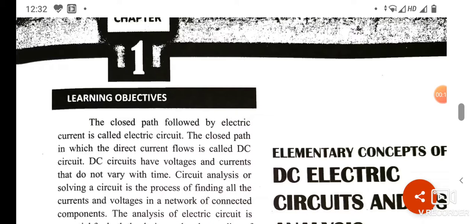So in Basics of Electrical and Electronics Engineering, the first chapter is Elementary Concepts of DC Electric Circuits and its Analysis. I am using a textbook called Basics of Electrical and Electronics Engineering by Anish P. Thangachan. It is based on the 2019 syllabus. Also, various previous KTU questions are included in this textbook. I will send you the soft copy. You can buy them after the lockdown.